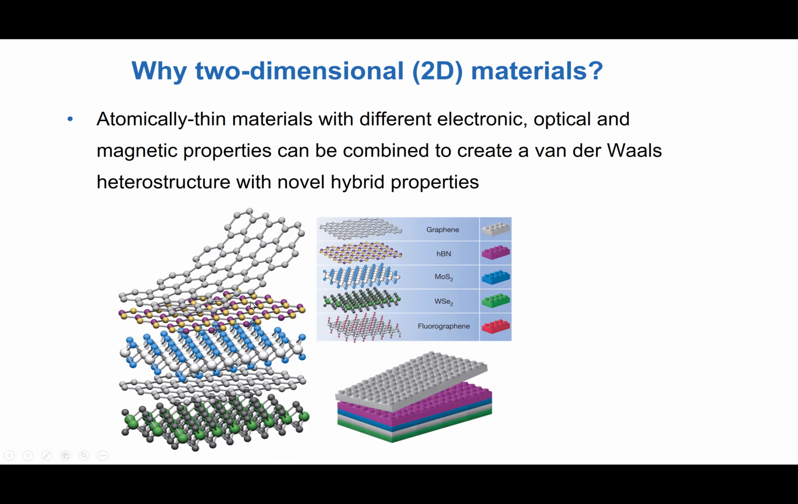Once you do that, you can stack them up like Lego and bring together materials with very different properties. It could be a Dirac semi-metal like graphene, an insulating material like boron nitride, or semiconductor materials, etc. Over the last 10 years, this has become a completely new playground for investigating many body physics in the solid state.